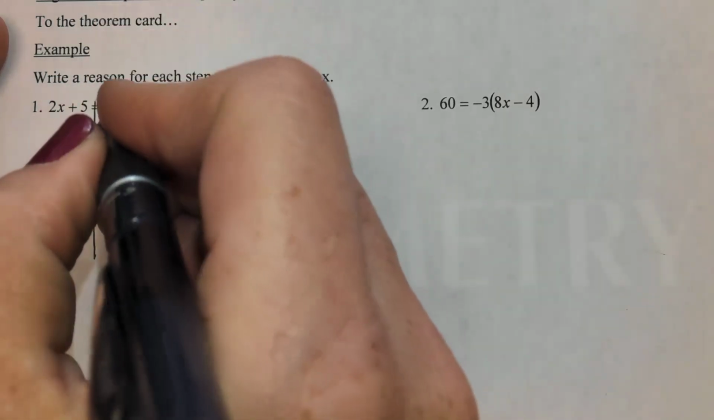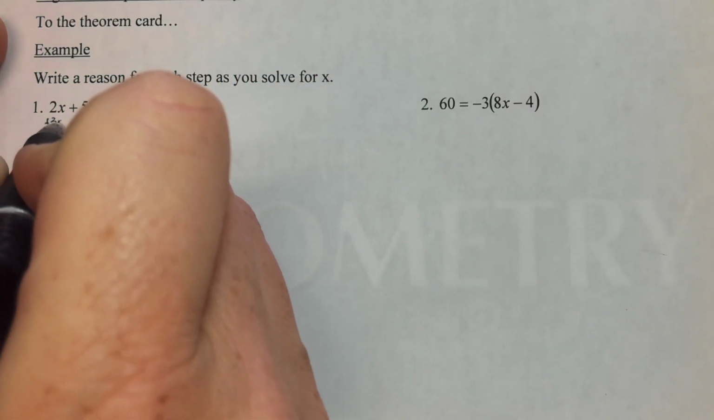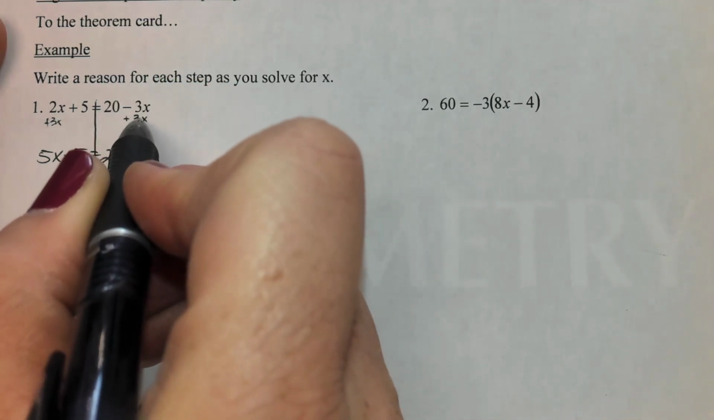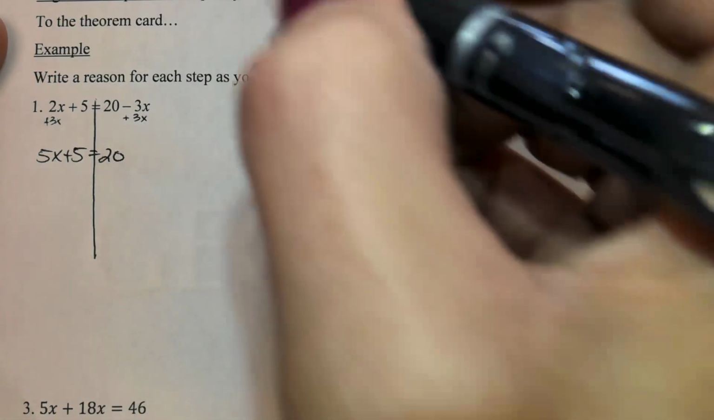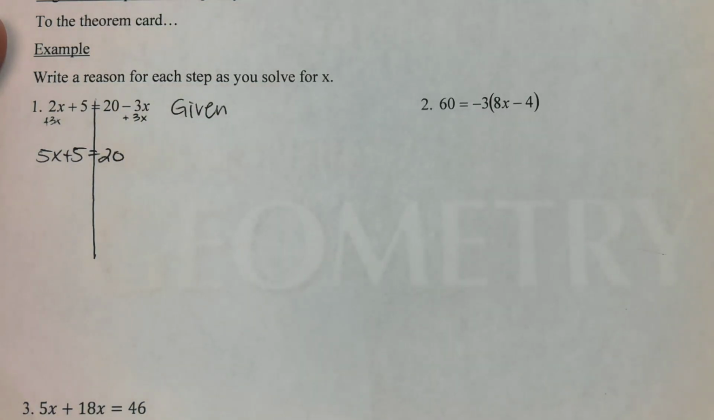So I'm going to first move my smaller x, so I'm going to add 3x to both sides, and I'm going to end up with 5x plus 5 equals 20. I'm writing my work that I'm doing really tiny, and then my answer, my result, really large. So your first step is always what's called your given. That's where you started.